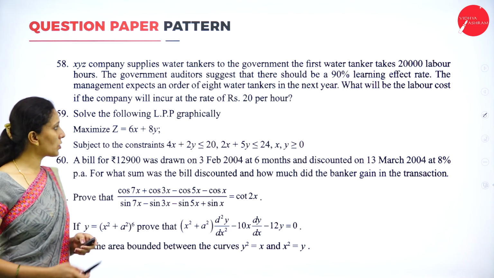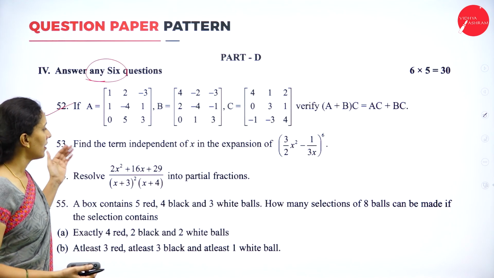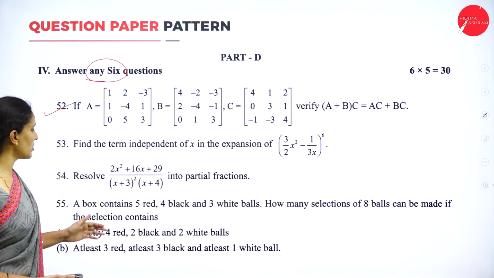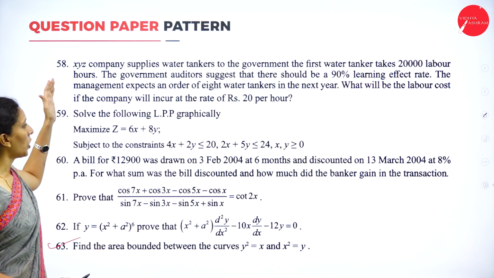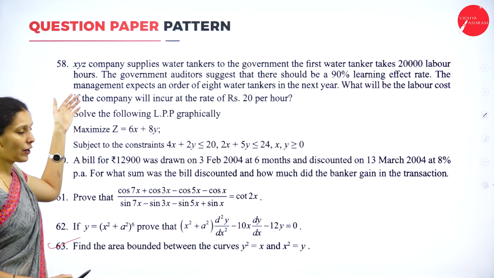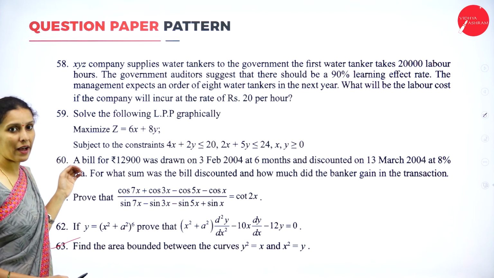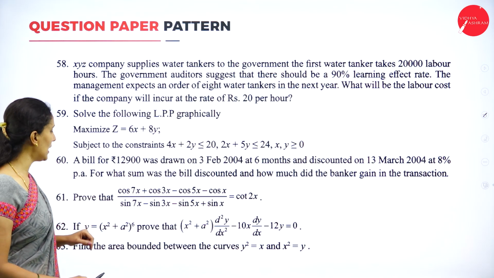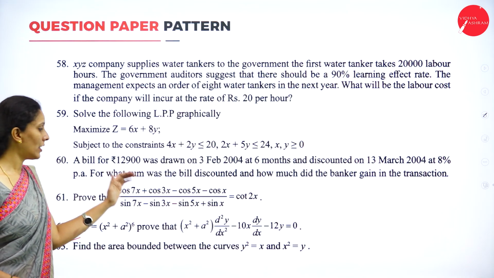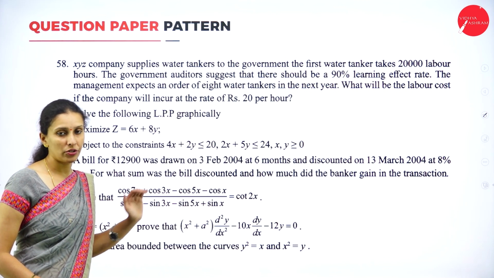So you have 5 marks questions from matrices, binomial theorem, partial fractions. Next you have from probability. Next, 1 linear programming problem, 1 learning curve problem. Next you have a 5 mark question from bill discounting, which they have included this year. 1 trigonometric, that is a problem on transformation formula.